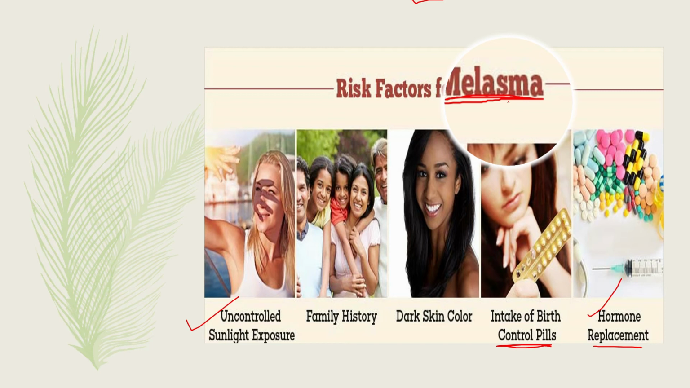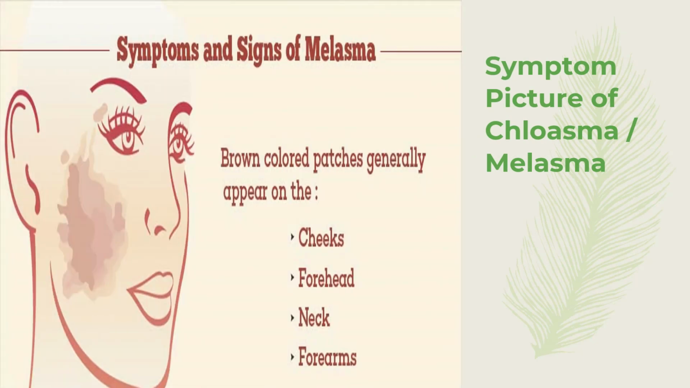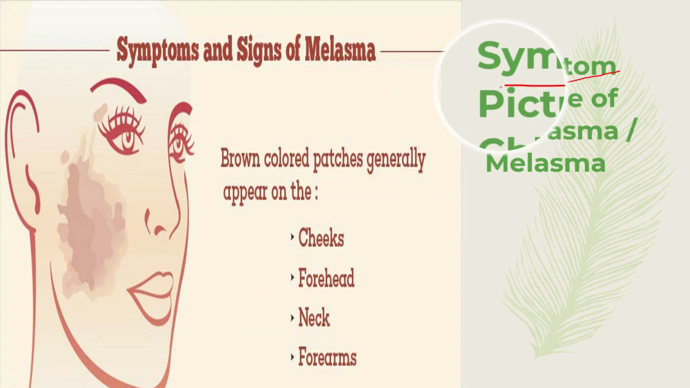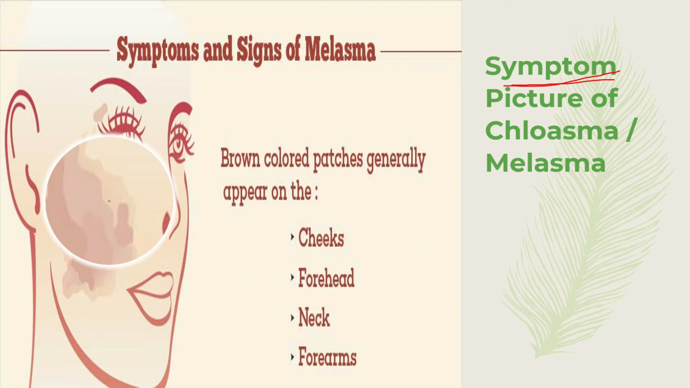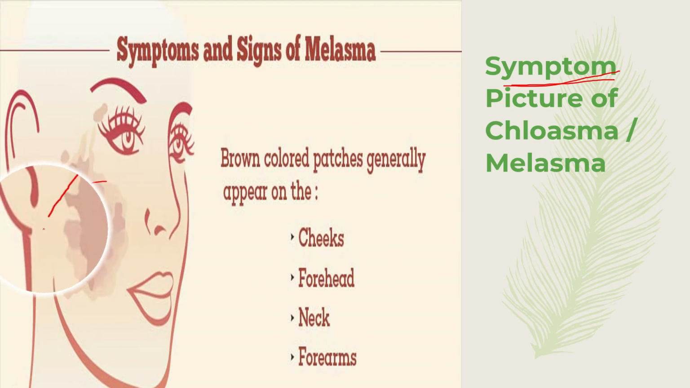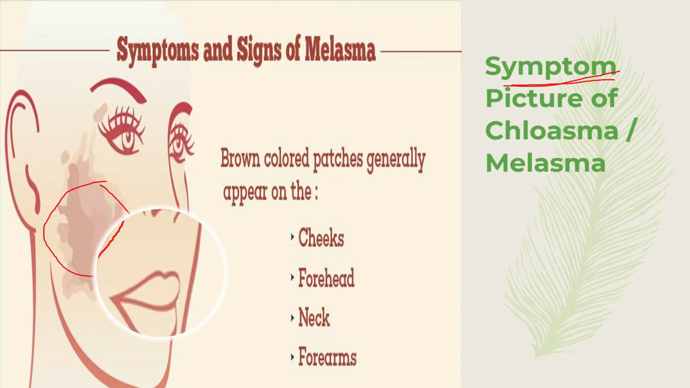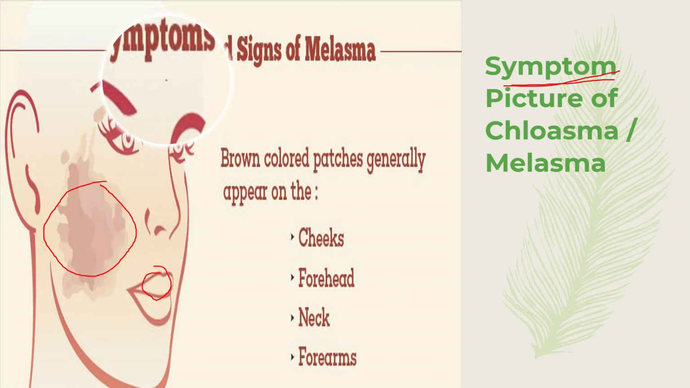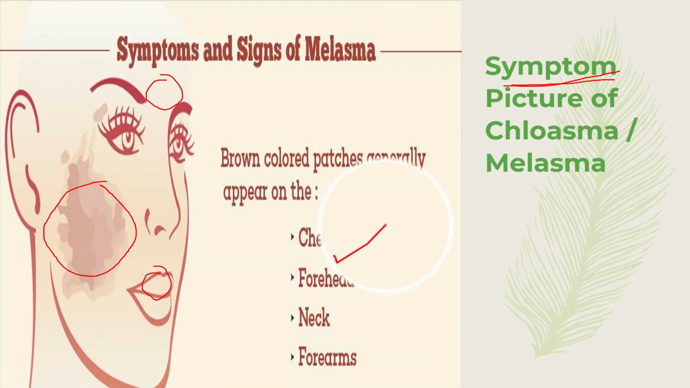Now next we'll talk about the clinical features, that is, the symptom picture of chloasma. The symptoms that you can note are: first, tan and dark brown patches. Secondly, they are irregular in shape. Thirdly, these patches usually develop on the upper cheek, upper lip, and forehead. Next, the dark patches often appear on both sides of the face in a nearly identical pattern. The darker colored patches of skin can be of any shade, from tan to deep brown.